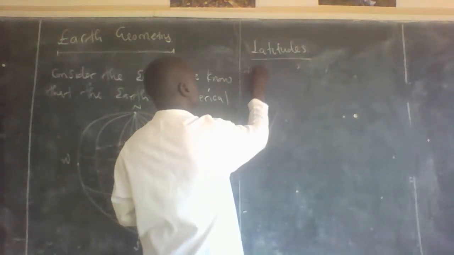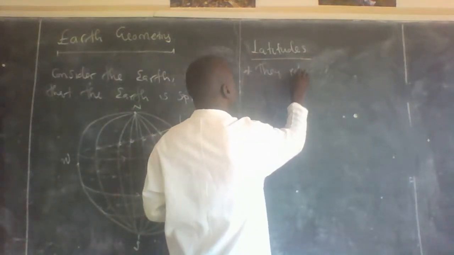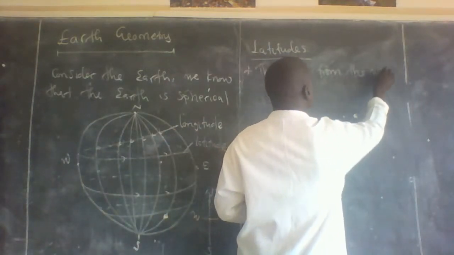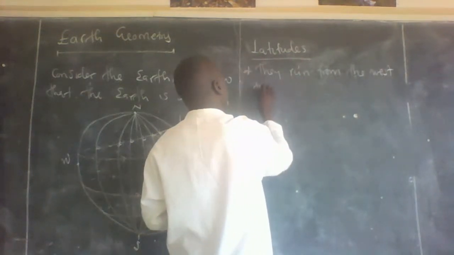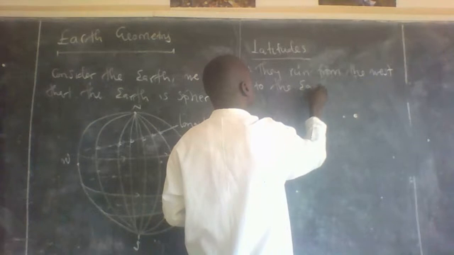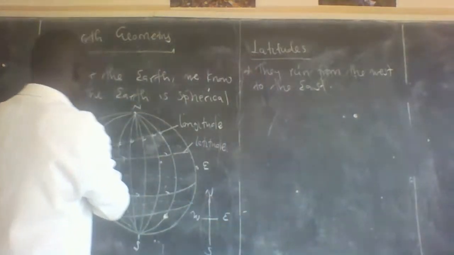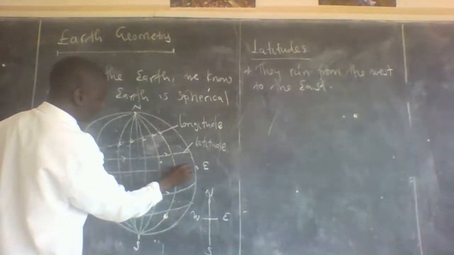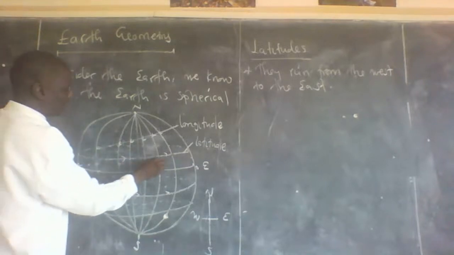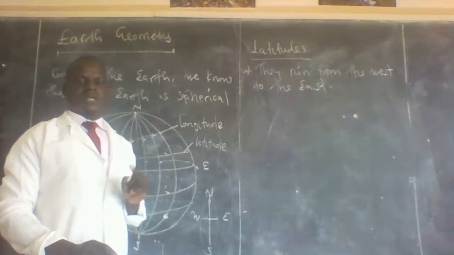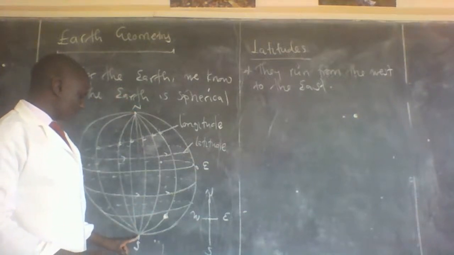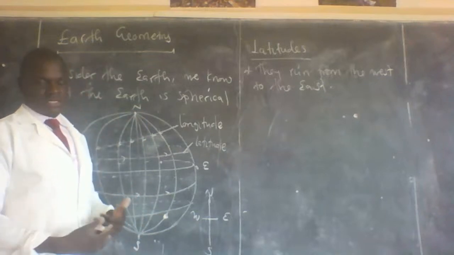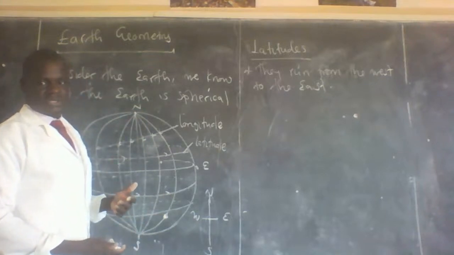So I'm saying these are the latitudes that are positioned horizontally on the Earth crust, and they run from the west to the east. That is how they are in that arrangement. But these lines here are not equal in length. They are different from the longitudes. The longitudes are the same because they move from the same starting point to the end point. They are just the same. However, these latitudes are not the same.